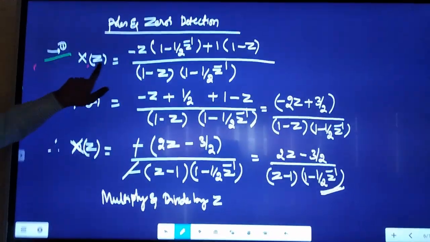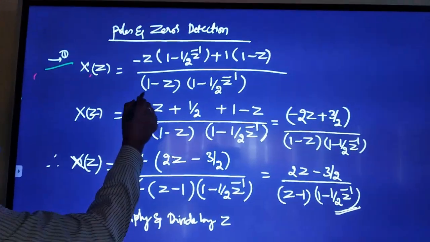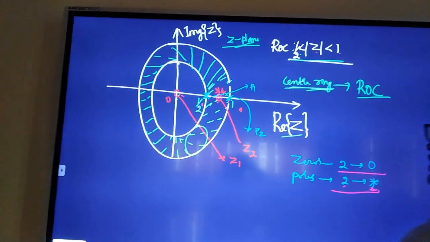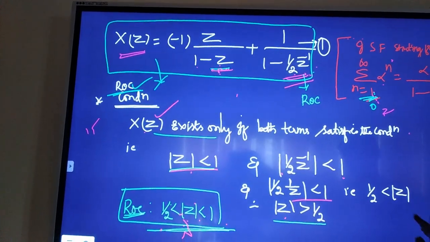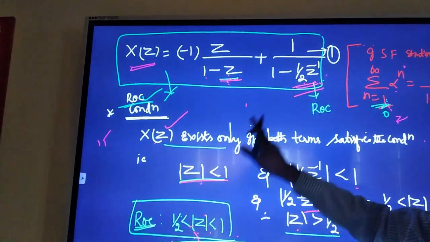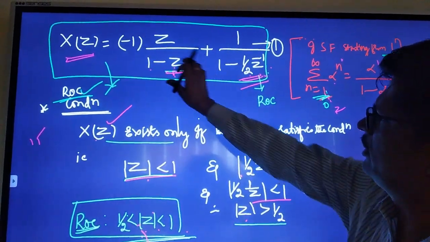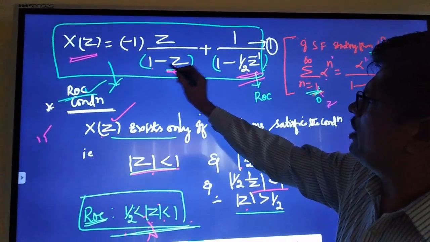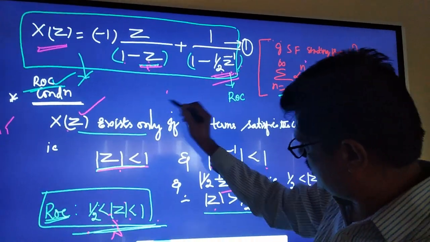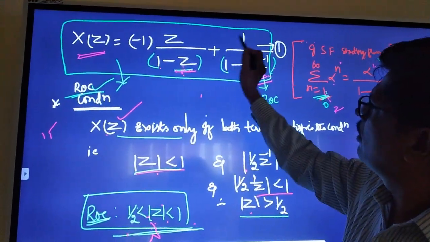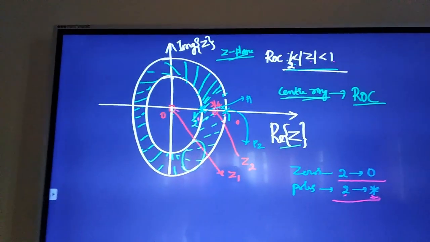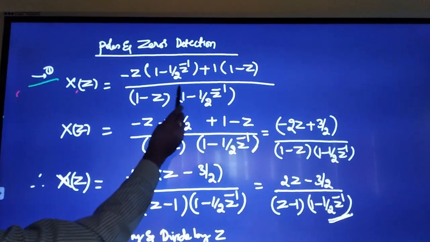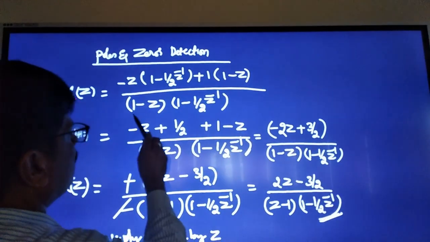Now for example, let me do the continuation of that equation 1. Equation 1 continuation is this. X of z is equal to, what is there in the denominator? 1 minus z, 1 minus 1 by 2 z inverse is there. See these equations. Take out 1 minus z, 1 minus 1 by 2 z inverse. It's maths actually. This one factor and this one factor, and then 1 minus z into 1 minus 1 by 2 z inverse in the denominator. Then z into this plus 1 into this. That's what I am doing. For example, see. Minus z into 1 minus 1 by 2 z inverse plus 1 into 1 minus z.